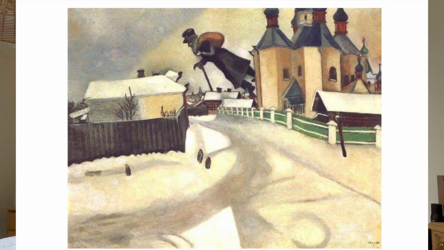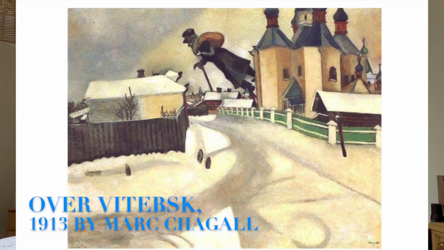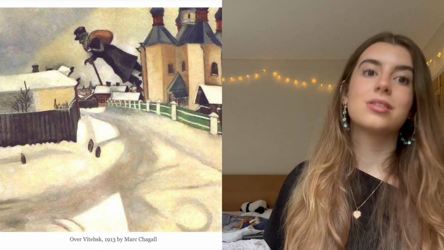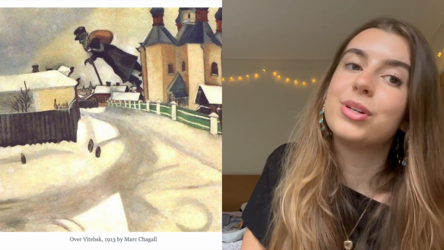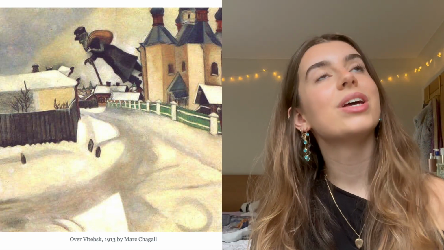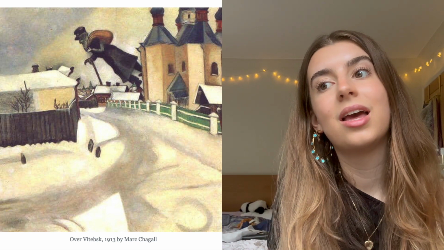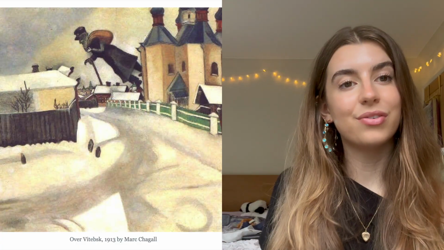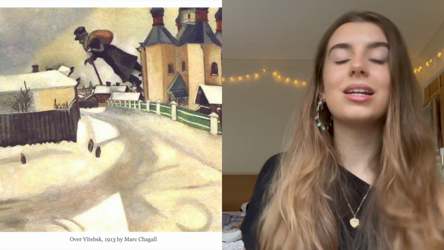Okay, the next painting I want to include in my exhibition is Over Vitebsk. It was painted during 1915 and it depicts a figure alone floating over the town in Belarus where Chagall grew up, which is another painting by Chagall. And I think what fits in with this painting is that the town is physically present, but the figure feels very separated from it. That tension makes this painting really powerful.